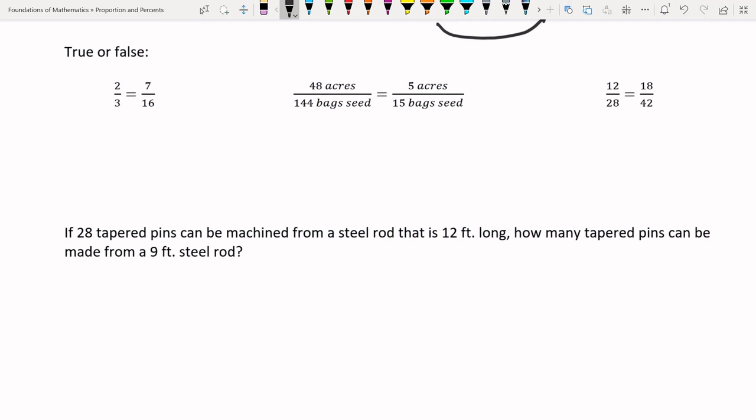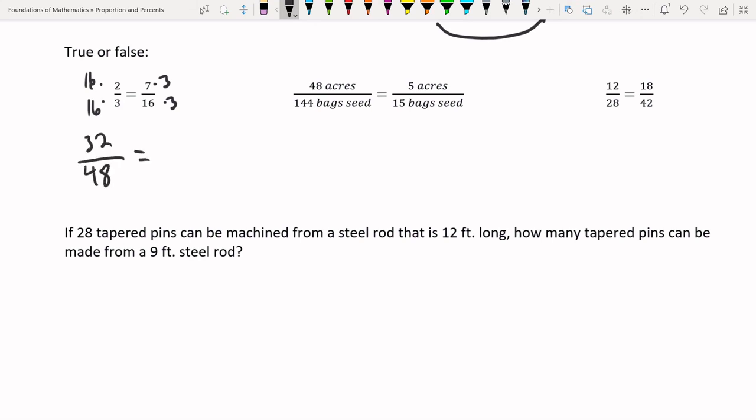We can't simplify 2/3 and 7/16. They are already simplified. However, I can make them have common denominators by multiplying by the other denominator. So I multiplied by 16 because the other denominator was 16, so I multiplied 3 by 16, and vice versa. 16 times 2 is 32. 16 times 3 is 48.